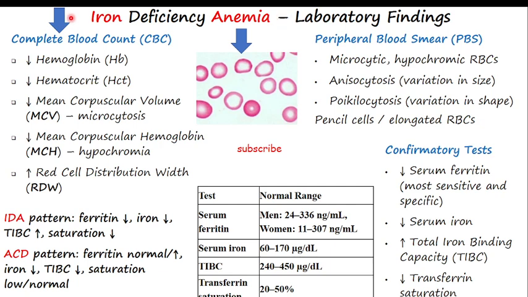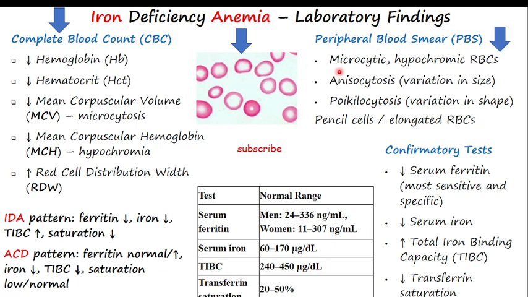Laboratory findings on CBC: decreased hemoglobin, hematocrit also decreased, MCV also decreased. That's why it is microcytosis. We also have MCH, mean corpuscular hemoglobin, decreased. RDW is increased, meaning there is anisocytosis, meaning the red blood cells' sizes vary. So let's go on to the peripheral blood smear.